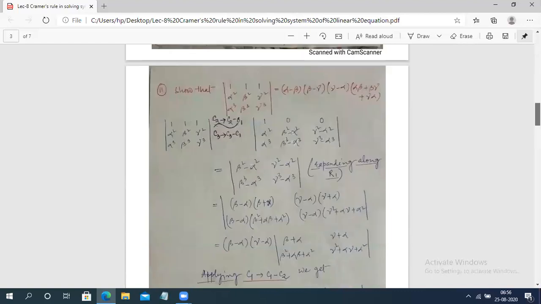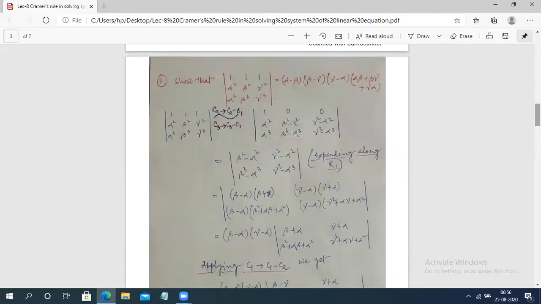And the next question number 11. The remaining questions you try yourself. I'm doing question number 11 for you. You have to show this determinant value is equal to this. Now write the determinant. Now see, you have to bring the terms alpha minus beta, beta minus gamma, gamma minus alpha.